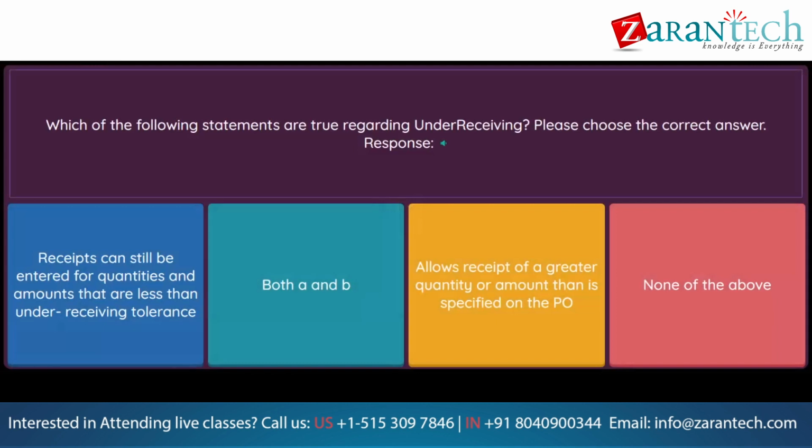Question: which of the following statements are true regarding under receiving? Please choose the correct answer. Response: Option 1 Receipts can still be entered for quantities and amounts that are less than under receiving tolerance. Option 2 Both A and B. Option 3 Allows receipt of a greater quantity or amount than is specified on the PO. Option 4 None of the above.